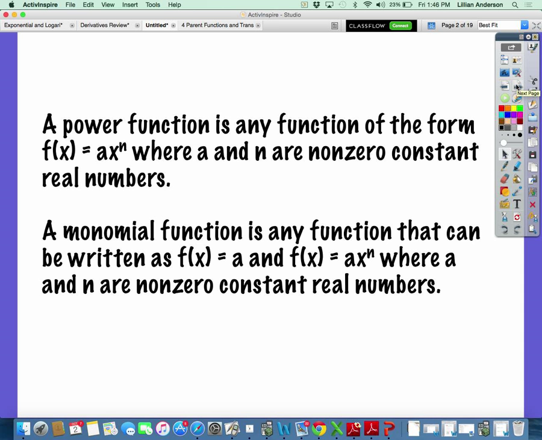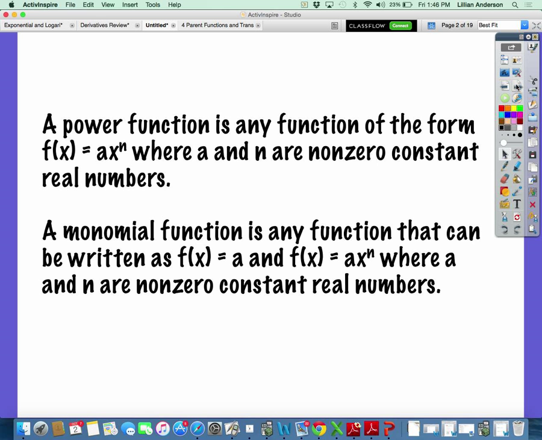A power function, okay? A power function is any function in the form of f of x equals ax to the n, where a and n are non-zero constant real numbers, like your quadratics, like your cubics, your quartics, so on and so forth, okay? So like x to the fifth, x to the third, x to the sixth, so on and so forth, okay?